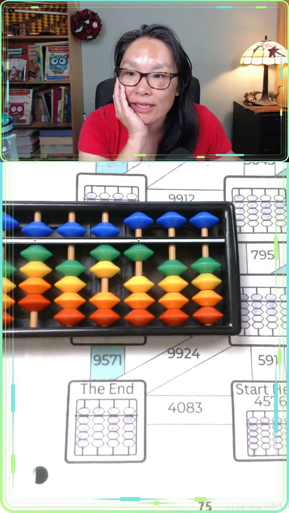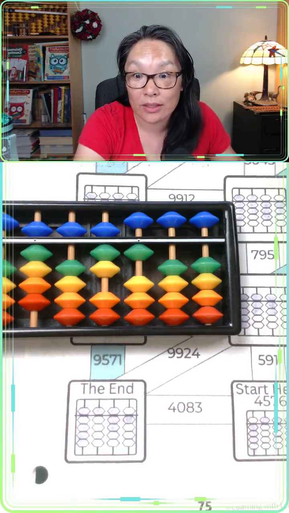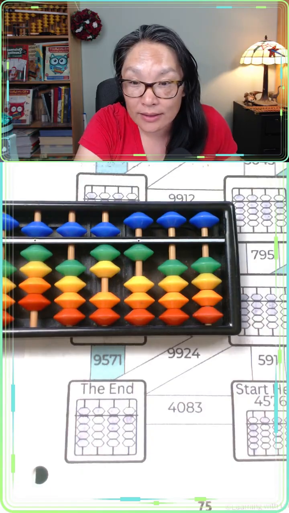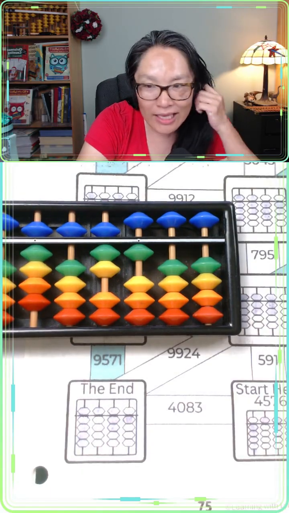And so I'm really happy about this one. Calculus coloring book. Not calculus, arithmetic. It's just adding and subtracting.